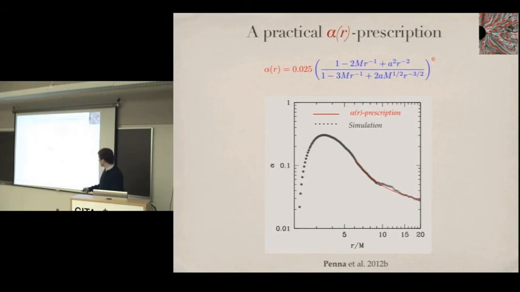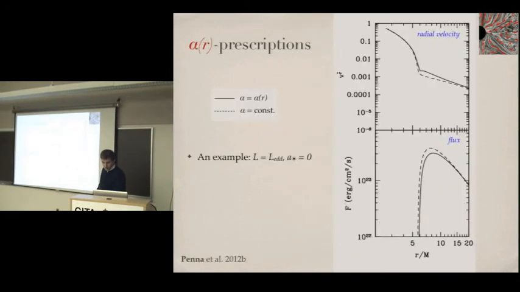The alpha of R viscosity prescription might have looked like a huge mess, so I want to give you a practical formula. The radially varying alpha, even though it's kind of interesting inside the ISCO, really only matters outside the ISCO, because inside the ISCO, things are pretty much geodesic. They're pretty much just in free fall. So stresses don't matter. The disk doesn't care about alpha. The disk really cares about what the value of alpha is outside the ISCO. The discrepancies between the two models are largest there.